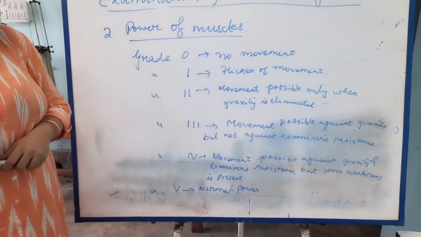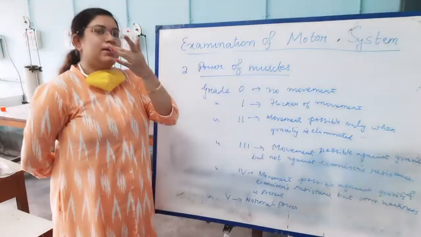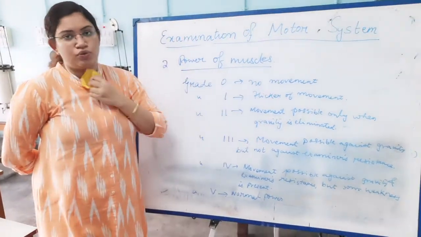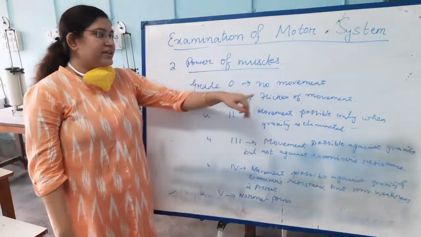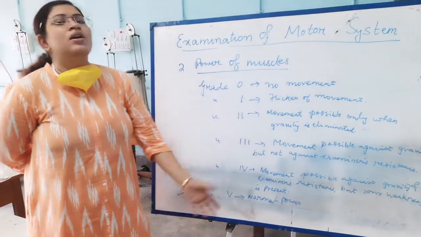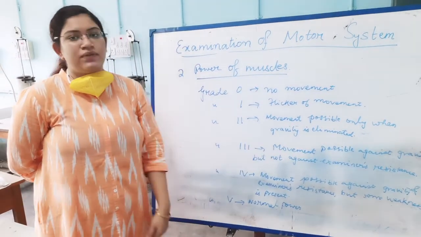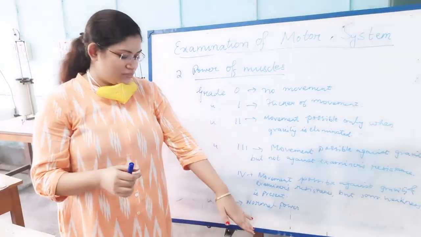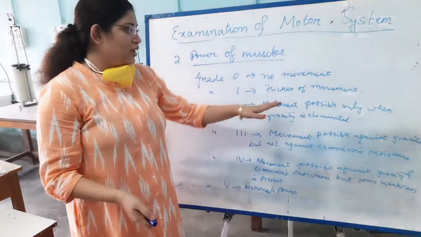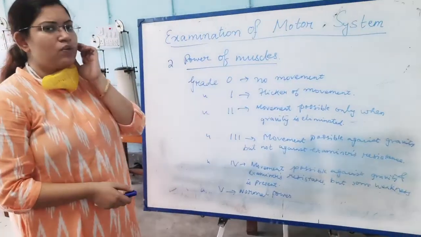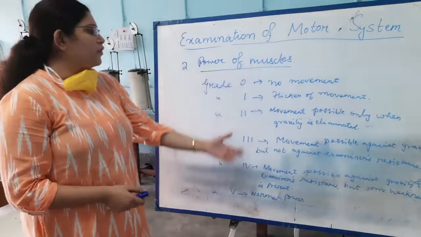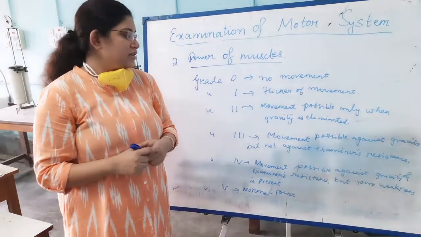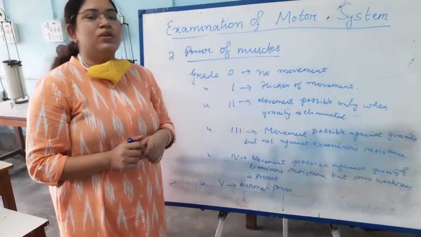Now suppose you are going to the clinics and you find a subject having paralysis, and he is not being able to move any of his limbs. So that is grade 0, no movement. You come back after 1 or 2 days, he has received treatment and you ask him to move his limbs. Just a flicker of movement, nothing more. That is grade 1. Again you come back after 3 or 4 days, you will find that movement is possible only when gravity is eliminated.